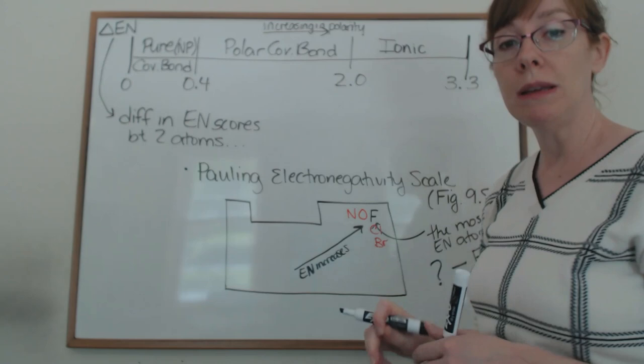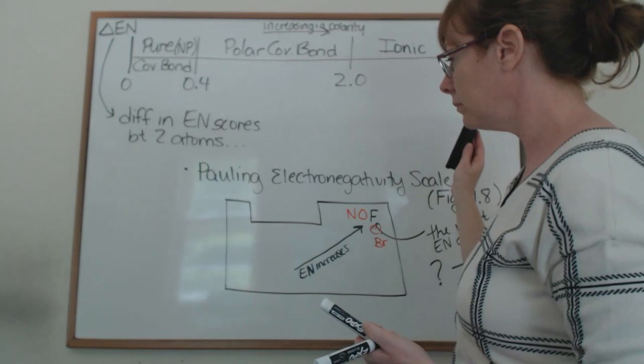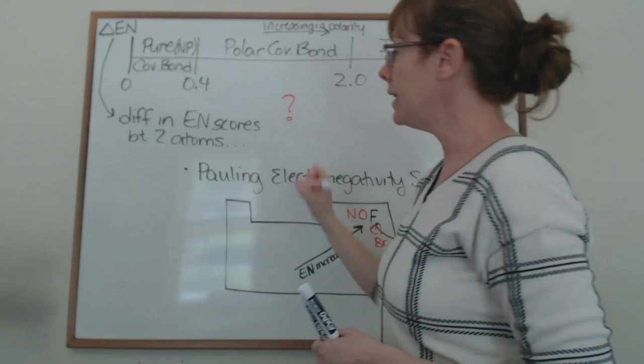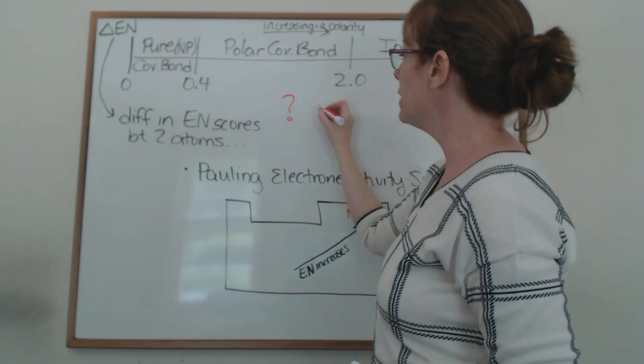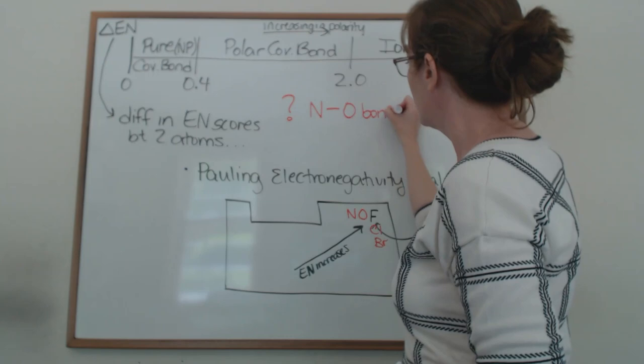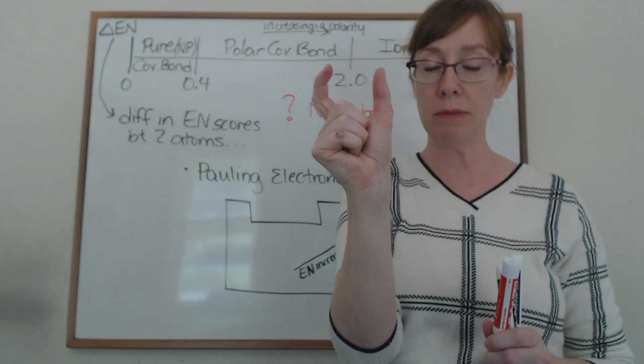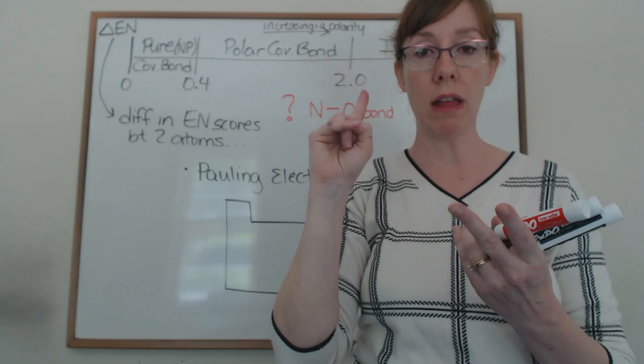So let's go ahead and do some practice here. Let's go ahead and ask this question. Could you please tell me what type of bond is a nitrogen to oxygen bond? Nitrogen and oxygen, whether it's single, double, triple, it doesn't really matter. But if you have a nitrogen and oxygen bond, is it pure non-polar covalent, polar covalent, or ionic? How are we going to do that?